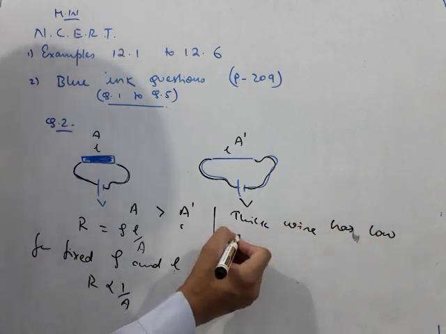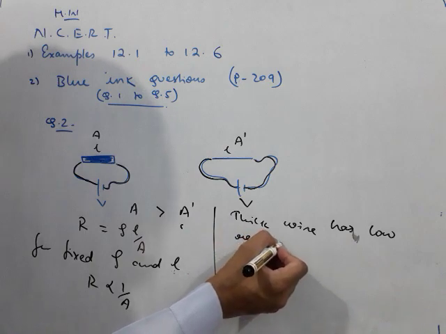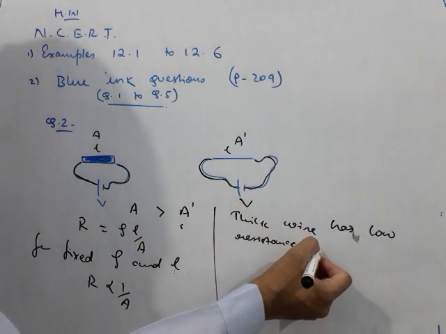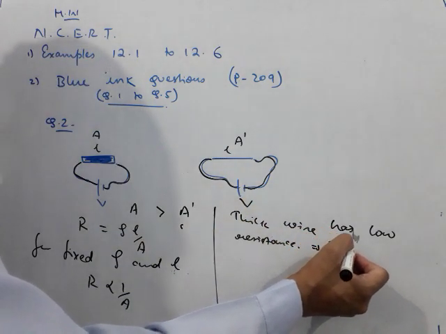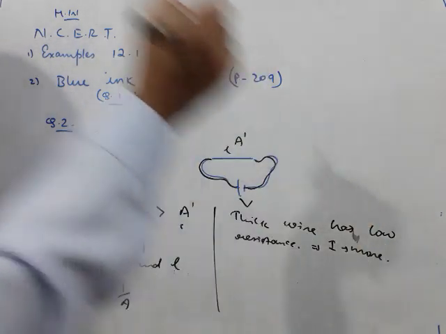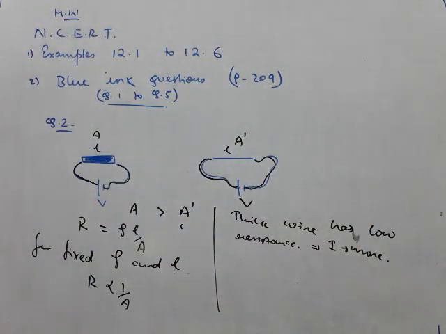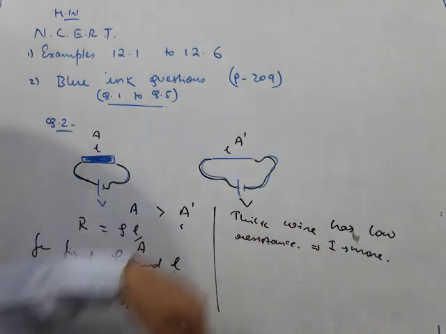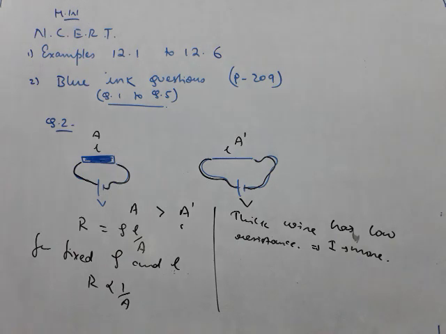So the thick wire has low resistance, and you know the definition for resistance, that if resistance is less it means opposition to current is less. This implies current will be more. So you can put it in your own words. In the thicker wire, because area of cross section is more, its resistance will become less, and because it has a low resistance, the current will be more in the thicker wire.